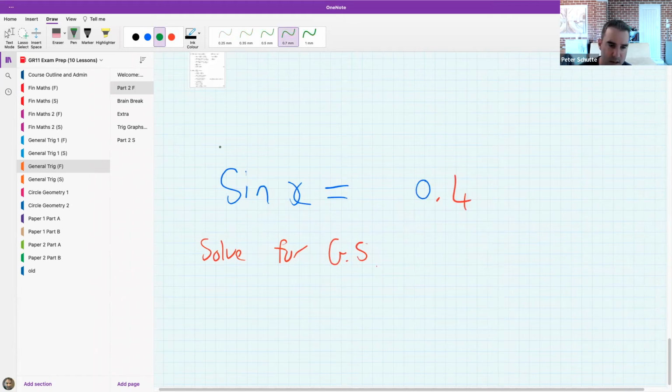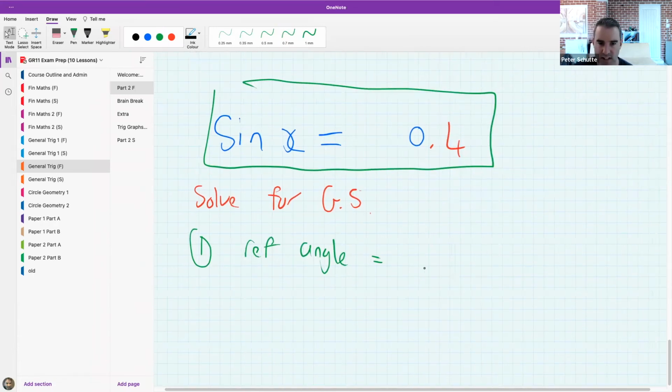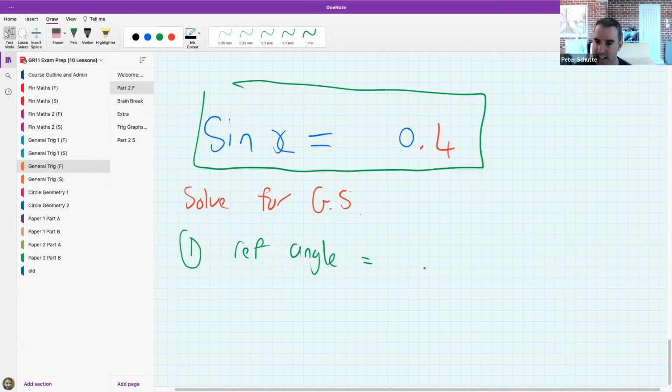So step 1, when doing this, is finding what's called the reference angle. The way we get that is we ignore any negatives. In this question there is no negative, so it doesn't matter. Go to your calculator, press shift sine 0.4 and get me the reference angle. What is the reference angle that you get? I want to see in the chat that everyone gets it. Okay, so people are getting 23.58.